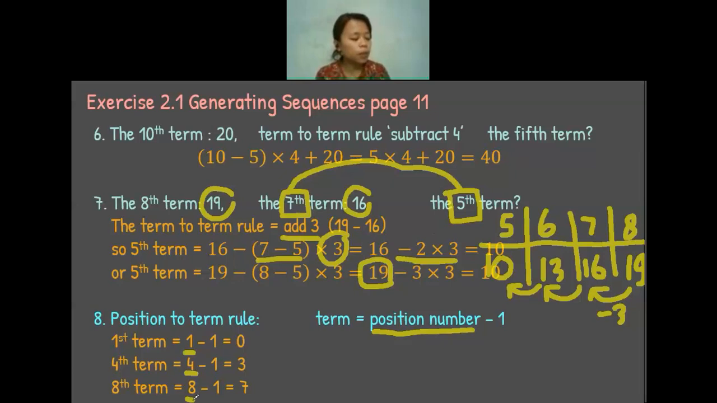So for the first position, the first term, the number will be equal to 0. Fourth term will be equal to 3. 8th term will be equal to 7. Is there anyone who gets confused so far?